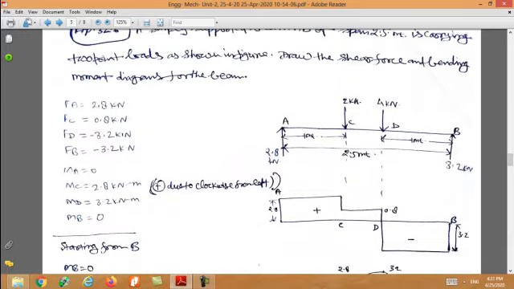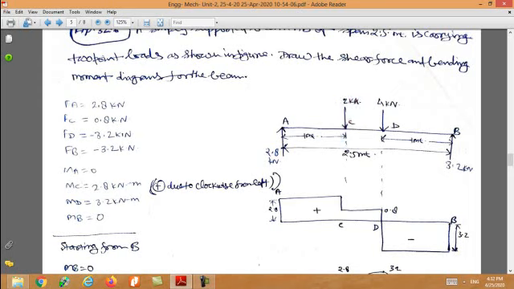FA is 2.8. Why is it 2.8? Because left side, why is it positive? Because you are starting from the left side, and left side upward is positive. You will see in the diagram, left side upward is positive. Okay. Now comes C, and this 2 kilonewton will be added, but it is negative. So it is 0.8. Okay.